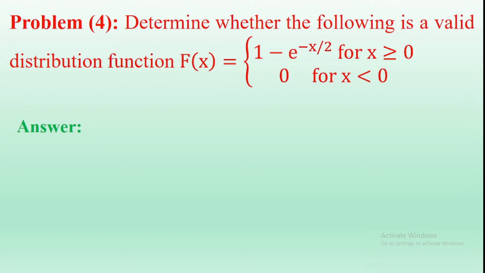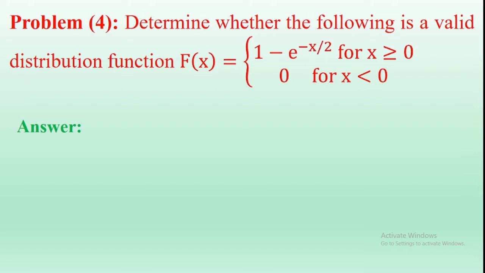Given the distribution function, verify whether it is a valid distribution function or not. The given distribution function is valid only if the corresponding density function is valid. Once again, the given distribution function is valid only if the corresponding density function f(x) is valid. And how do we check this?